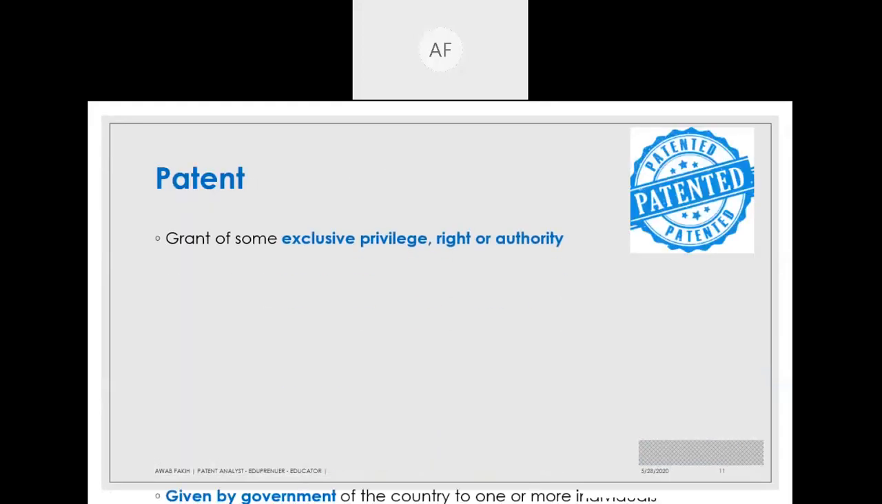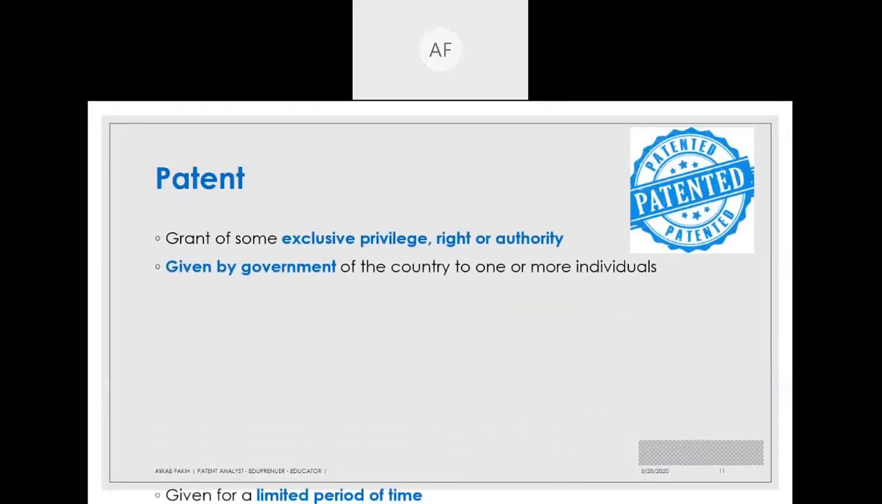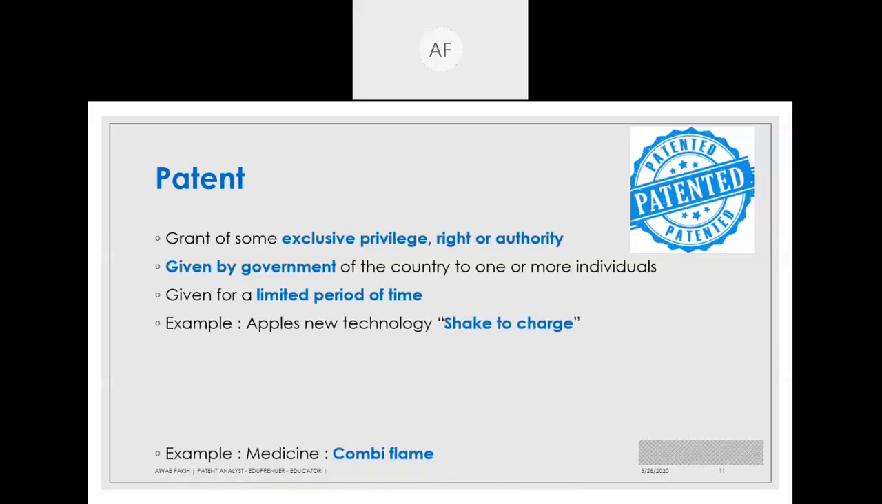A patent is a grant of some exclusive privilege, or you can say authority, given by the government of the country to one or more individuals for a limited period of time. So tell me, my dear friends, what is the limited period of time? What is the term of protection for a patent? It is granted for a limited period of time in exchange for disclosing the invention.